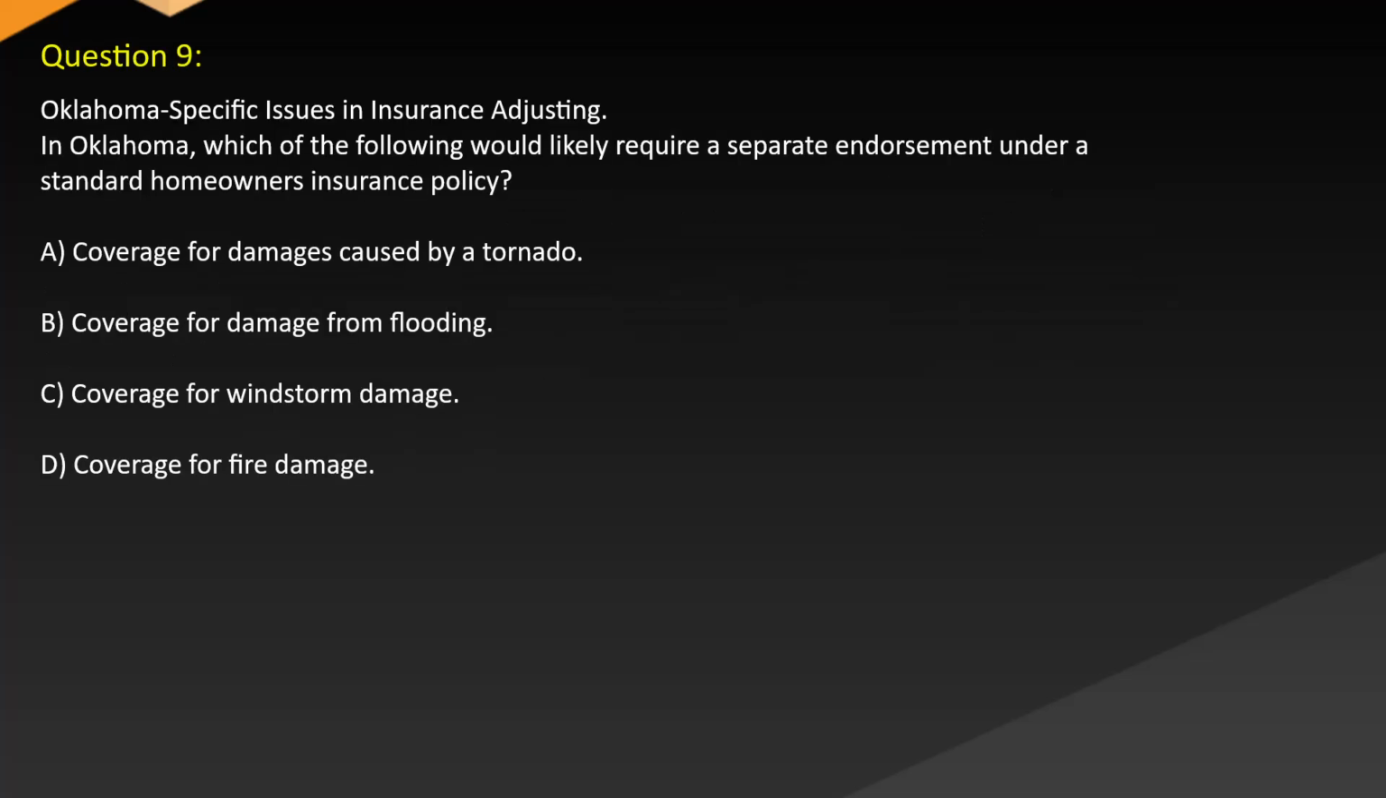Question 9. Oklahoma-specific issues in insurance adjusting. In Oklahoma, which of the following would likely require a separate endorsement under a standard homeowners insurance policy? A. Coverage for damages caused by a tornado. B. Coverage for damage from flooding. C. Coverage for windstorm damage. D. Coverage for fire damage.